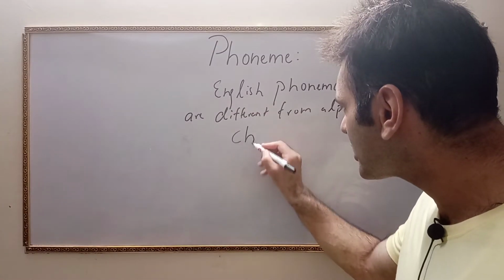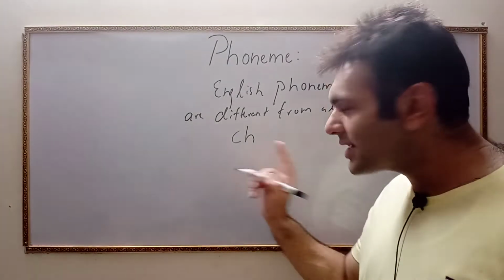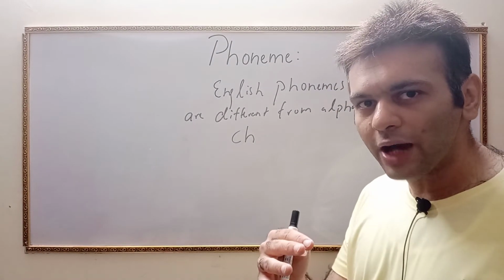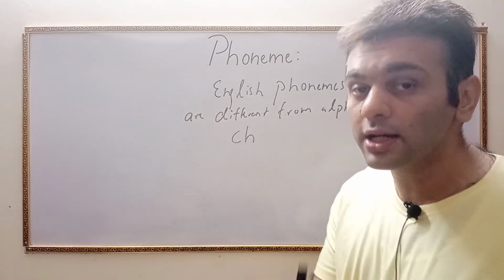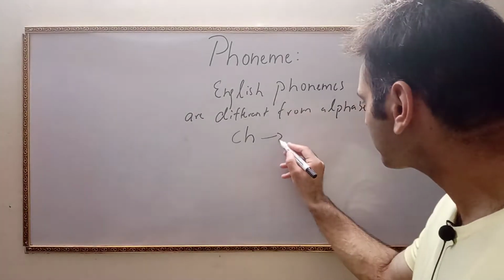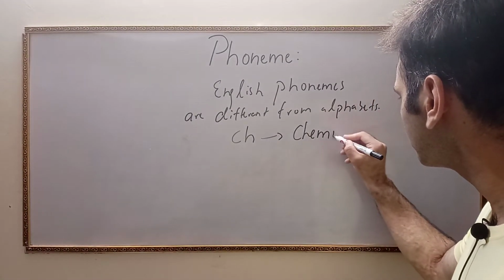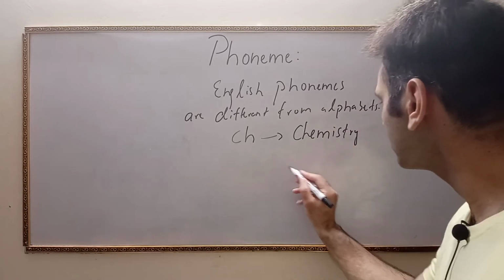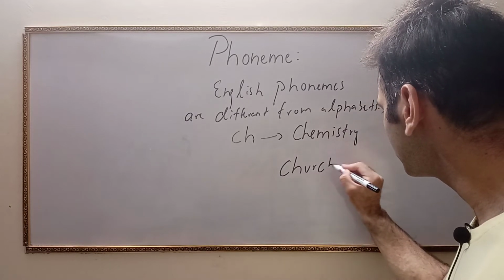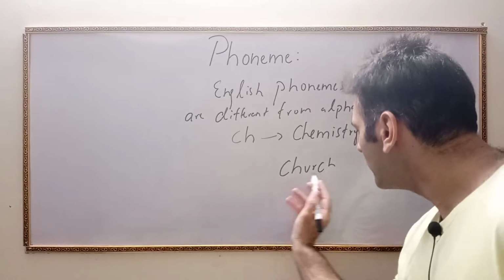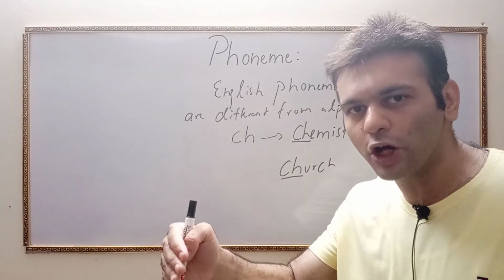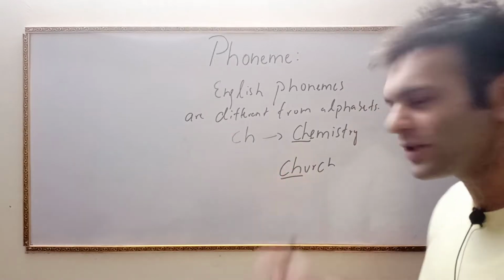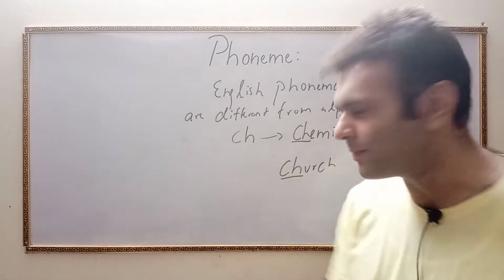I can give you an example. For example, this CH. This CH in some words can be pronounced as ch, but in other words it can be pronounced as k. Like over here, the alphabetic pattern at the initial position of these two instances represents two different phonemes.